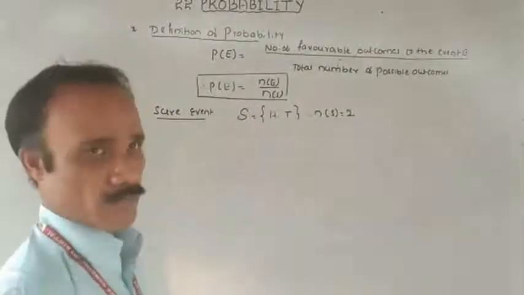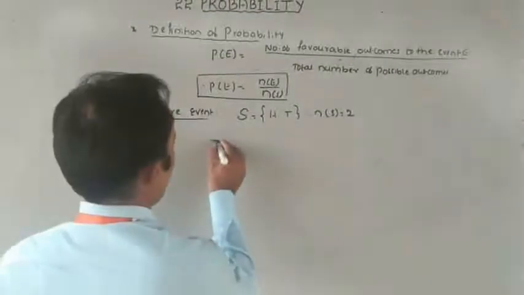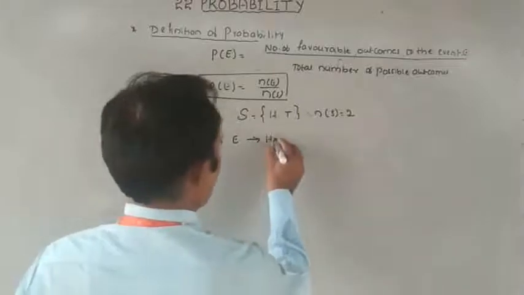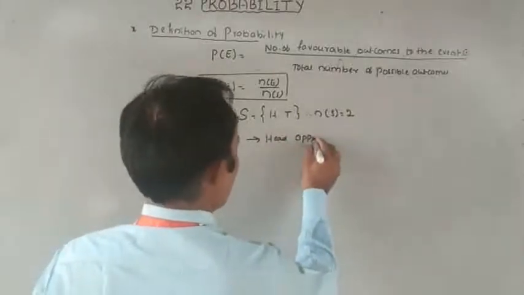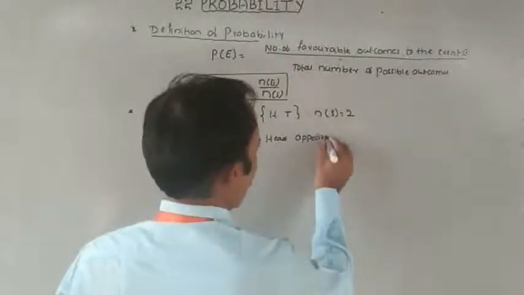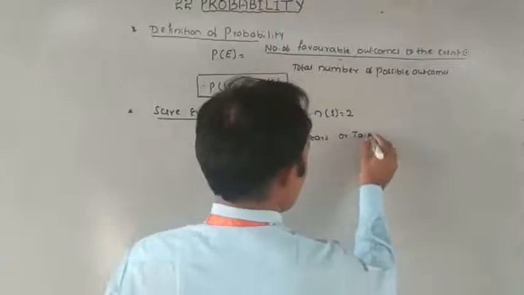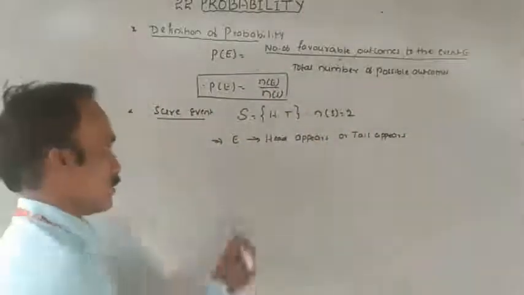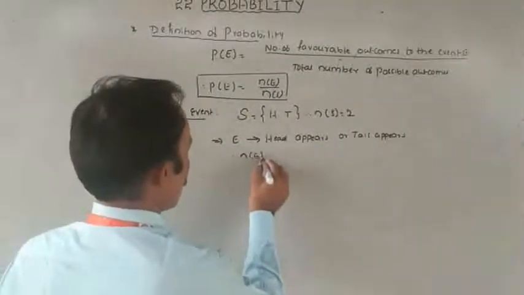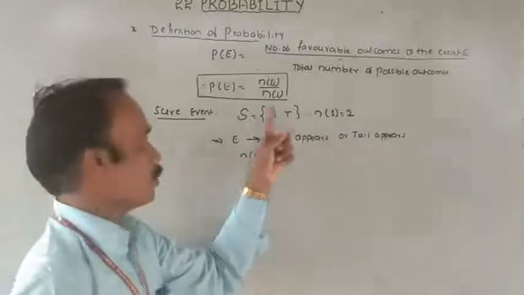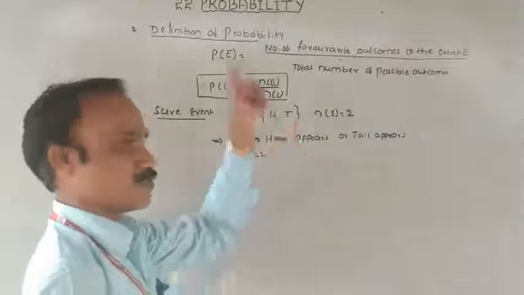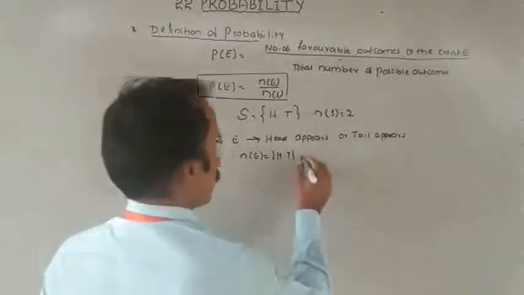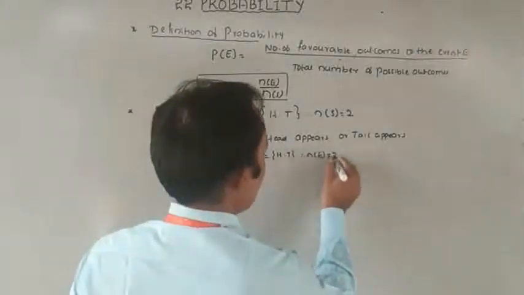Now sure event. Sure event means, consider event E. The condition is head appears or tail appears. Head appears or tail appears, this is the condition mentioned. Therefore, what is the value of N of E? Both you have to consider. I told you, the sample space itself is one of the subsets. Head appears or tail appears means again H and T. Therefore, N of E is equal to 2.